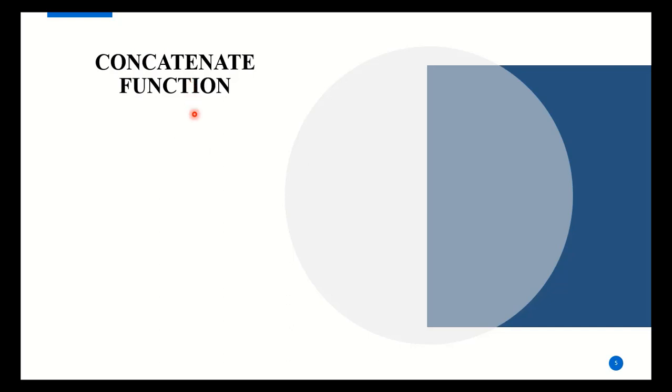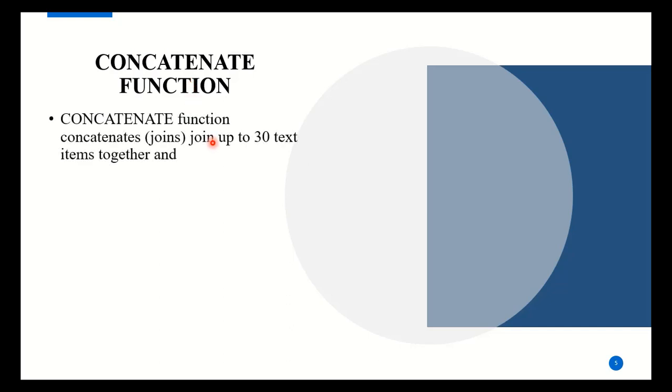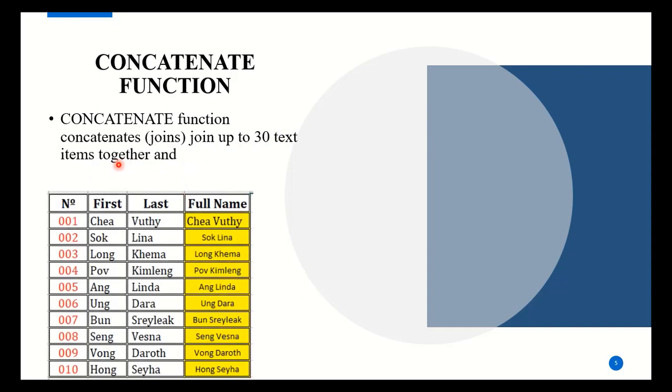So what is the CONCATENATE function? The CONCATENATE function joins up to 30 text items together. Sorry, I forgot to delete this one. So what does it mean? When we use the CONCATENATE function, we want to join one column with another column. For example, first name and last name. I want to join both of these columns together to create a full name like this.